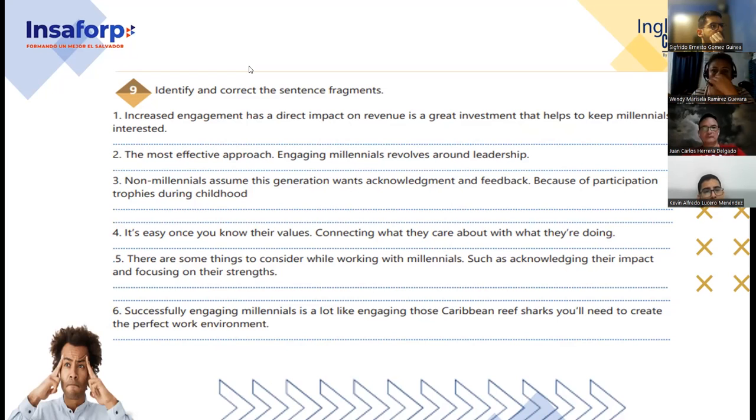If I say, you know what? It's easy once you know their values. What do you mean? Can you complete the sentence? Because I don't understand. So it's easy once you know their values, connecting what they care about with what they are doing. So we need to make one sentence. Also, you can use a comma, or it wouldn't be necessary, because if you say, it's easy once you know their values, connecting what they care about with what they are doing, in that case we had to eliminate the period after values in order to have a clear idea. The first part is connected with the second one, making one sentence. That will be for the number four.